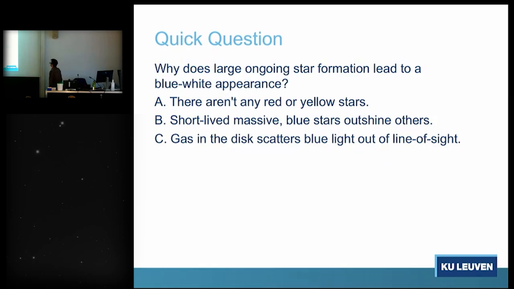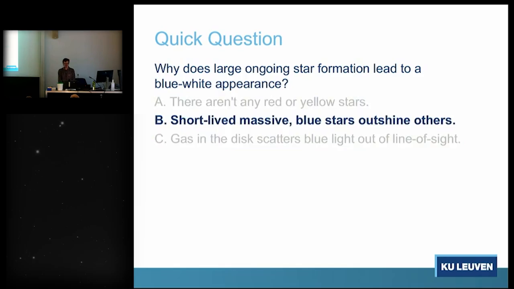So, quick question here to see that we're following along. Why does large ongoing star formation lead to a blue-white appearance? A: Well, there aren't any red or yellow stars. B: Short-lived massive blue stars outshine the others. C: The gas in the disk scatters blue light out of the line of sight. What do we think? A? B? Some B's. C? All right, it's B. Good, we're following along.